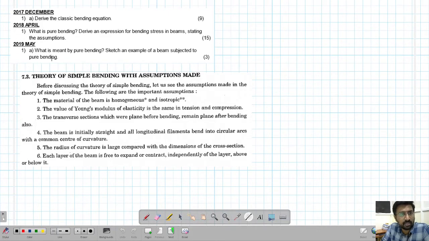Then in May 2019 it was asked: what do you mean by pure bending? Sketch an example of a beam subject to pure bending. So these three questions are very related. It's a very important theory problem from KTU, and you have to study this.